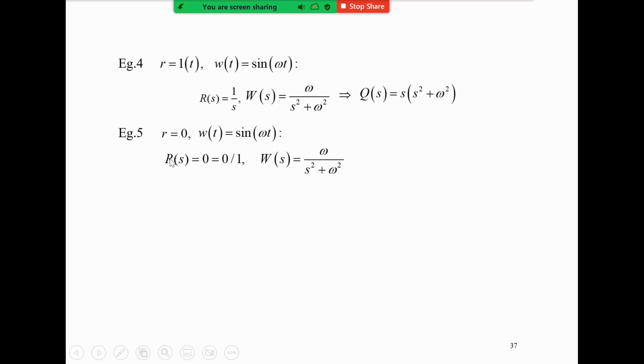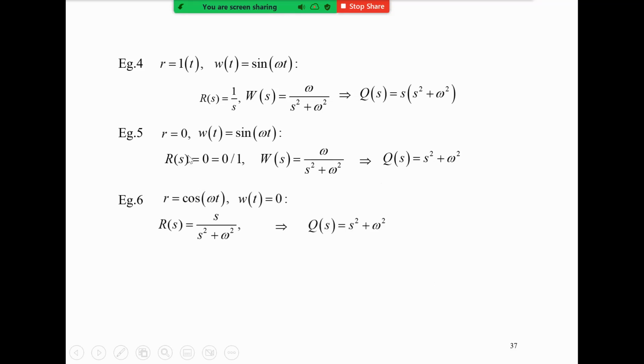In this one, of course, R is just 0. The W is a sinusoid, sine omega t. You get this one. Clearly, the common denominator is just S square plus omega square. So this is the case when you want to follow a sinusoid where the disturbance is 0. Just the same as example 5, Q equals S square plus omega square.